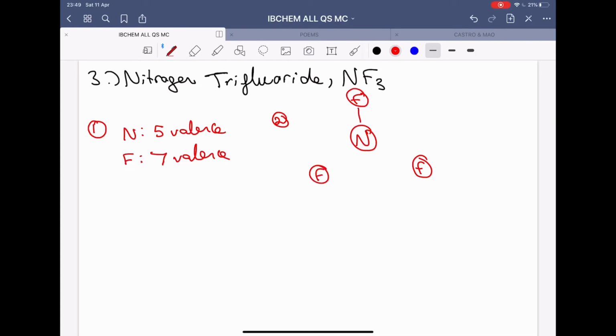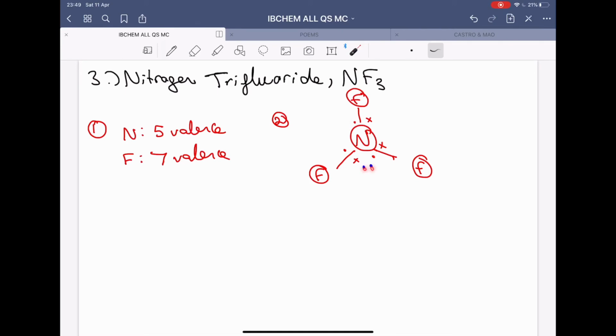Trifluoride. Look at the tri, another Latin Greek word for 3. And you can see in NF3 there's also 3 fluorines bonded. So keep in the back of your head now, trigonal or trigonal planar. So we can see there are... Actually, no, do not keep in the back of your head.